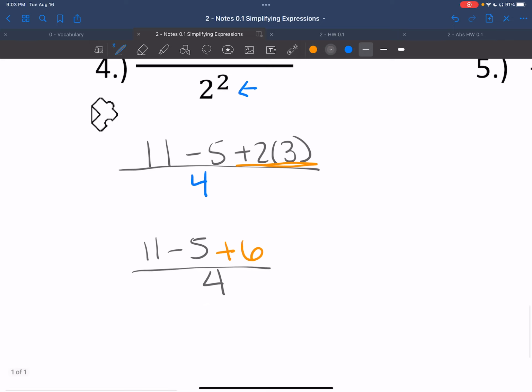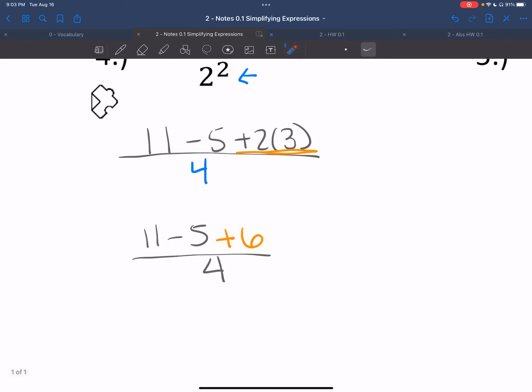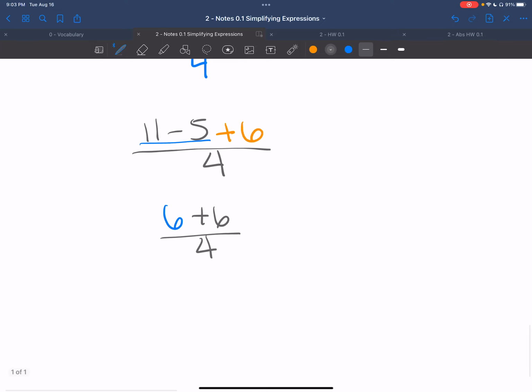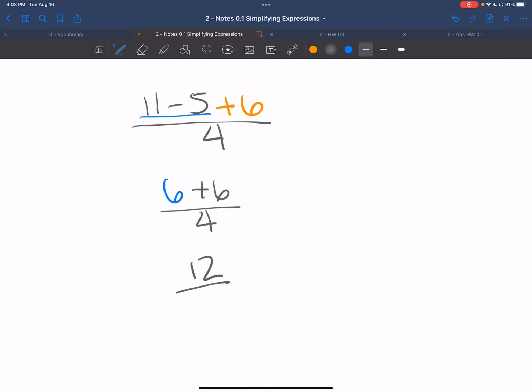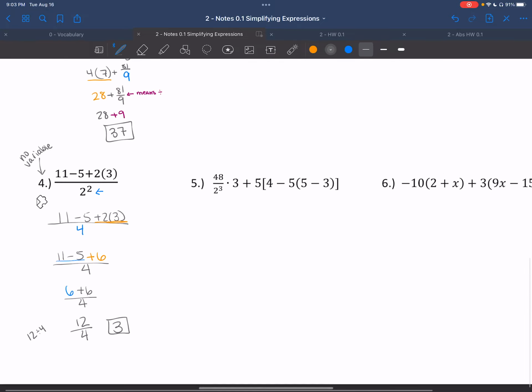Now remember, technically a fraction bar means that you divide. However, we still have all this stuff on top of the fraction bar, so we've got to deal with all this stuff first, right? So first we've got 11 minus 5, which gives us 6. So now we have 6 plus 6 over 4. 6 plus 6 is 12, so now we have 12 over 4. 12 over 4 is 3, because remember 12 over 4 means 12 divided by 4. And that's my final answer.